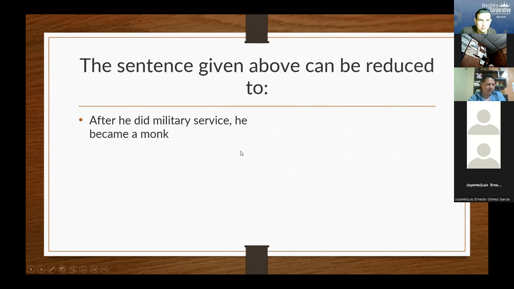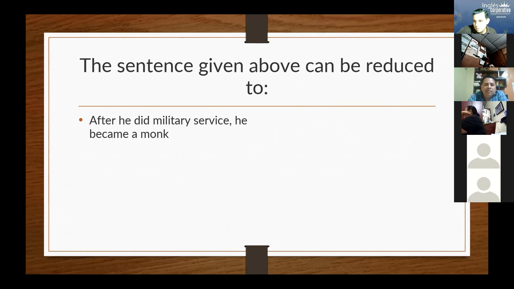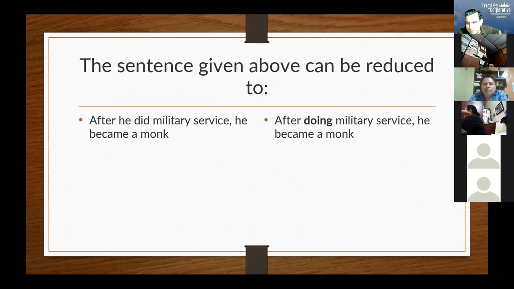Thank you. Okay, after he did military service, he became a monk. Can we reduce this one? After doing, exactly. Excellent, very good. After doing military service, he became a monk. Very good, because we have the same subject, he and he.